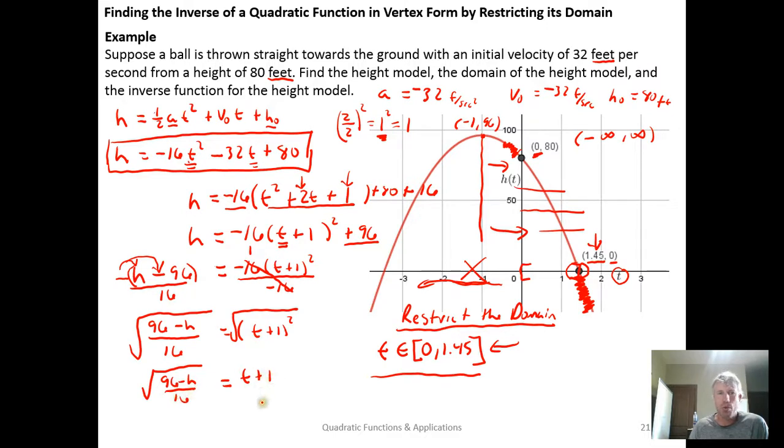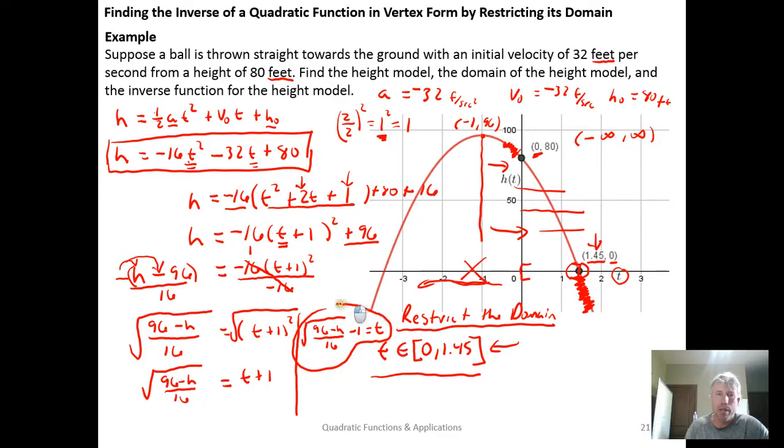And then we subtract this 1 from both sides to finish up. So when we subtract it from both sides, we're going to get the square root of 96 minus h all over 16. It's not going to let me write down there because it's bringing up tools. So I'm going to have to kind of sneak up into here to finish this. That's a little bit unfortunate. So I'm going to subtract the 1 from both sides. I'm going to get the square root of 96 minus h all over 16, minus the 1, is equal to t. And this is the inverse function.